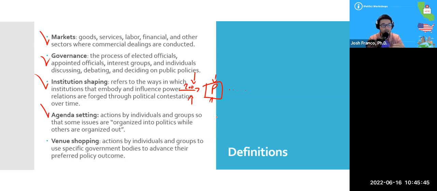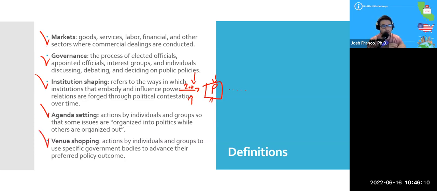And obviously in these dramatic and tragic events, others are arguing, no, this actually is a political issue, because it can only be solved by politics and by policy and by legislative action, either at the local, state, and or federal level. So when people try to organize things out of politics or bring them into politics, they're trying to set or change the agenda. Lastly, we have venue shopping.